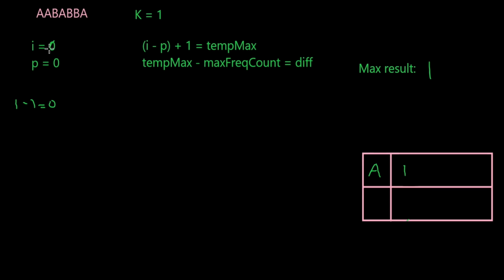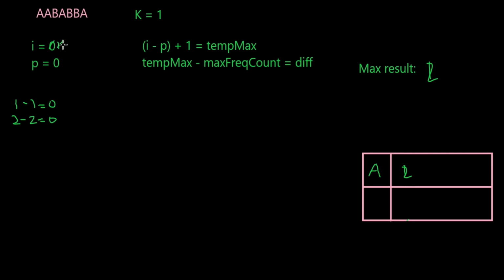Now when i is equal to 1, we add another A and increase that count. For our temp max, the length of our window is 2, minus 2, which is the frequency, and we get another 0, which is less than k. So our window is good, and we can update our max result.